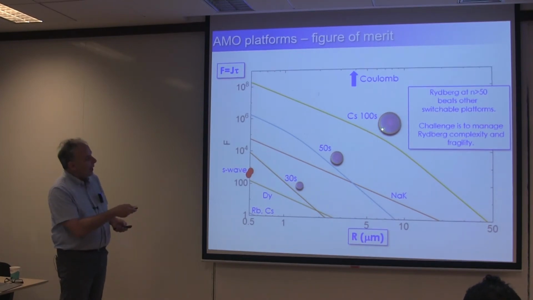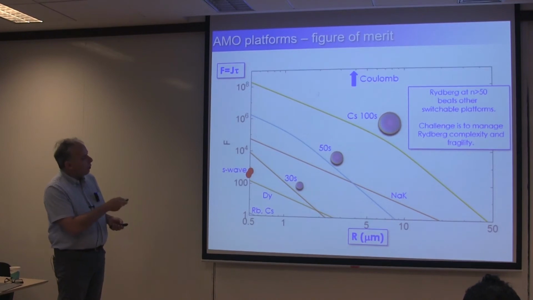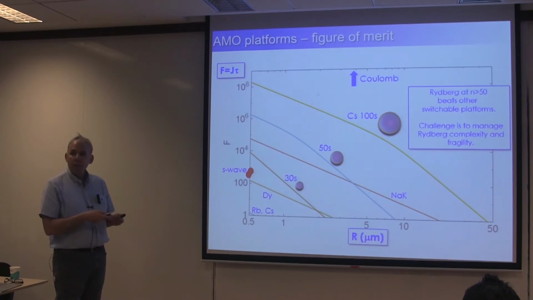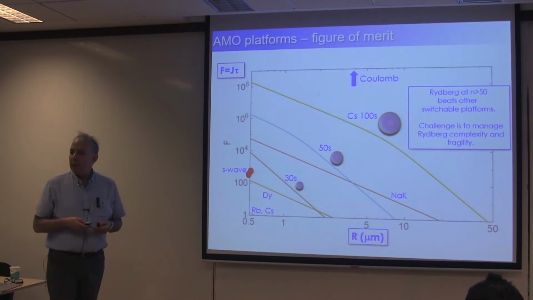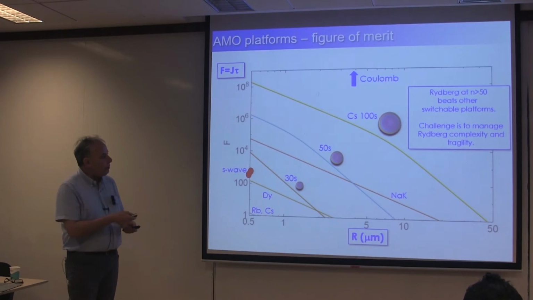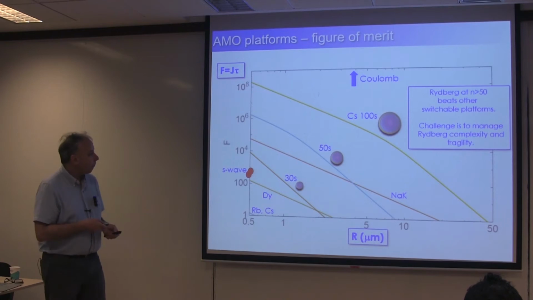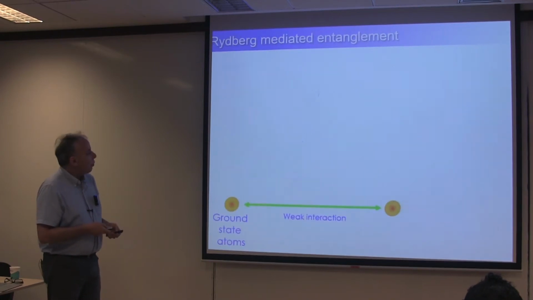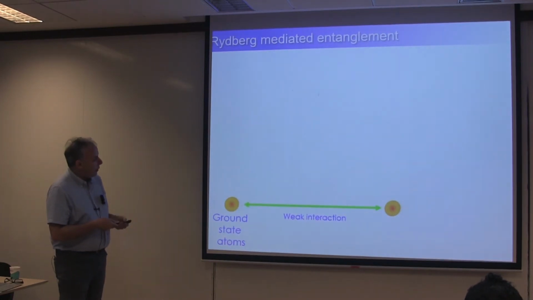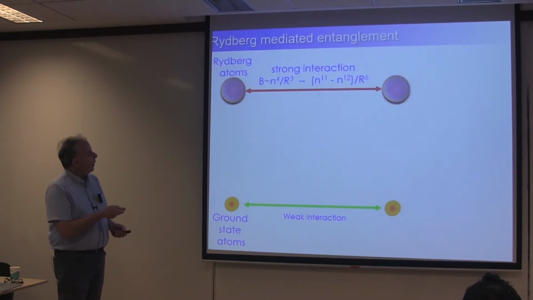If you go to high N with Rydberg atoms, you get a larger figure of merit than any of these other approaches. The challenge then is to manage the complexity of the multiple levels that we have in Rydberg excited atoms, and also their fragility or sensitivity to external fields. Okay, so using the strong interactions, we can go from a ground state situation, which we can use to encode quantum states, and ground state atoms are very weakly interacting, and excite them to Rydberg levels and get these strong interactions.